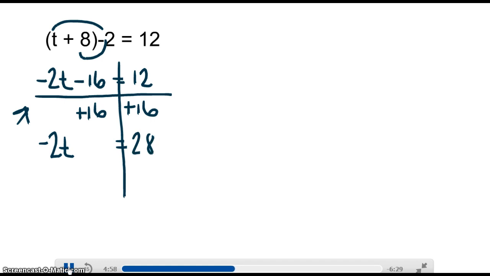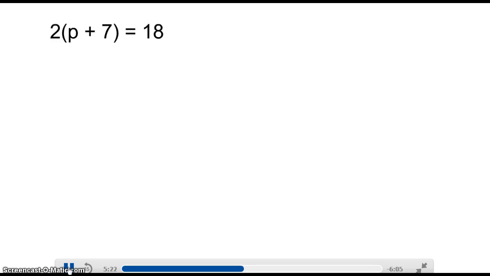Next step, we have -2 times t. That means we're going to do the opposite, which is divide, because that's multiplication. We're going to divide both sides by -2. That leaves us with t equals a negative and a positive is a negative, so negative 14.